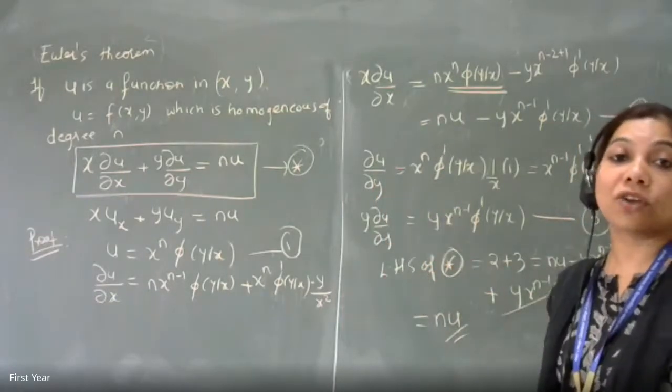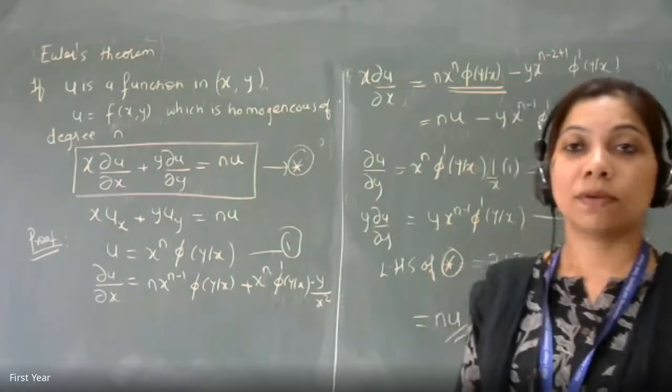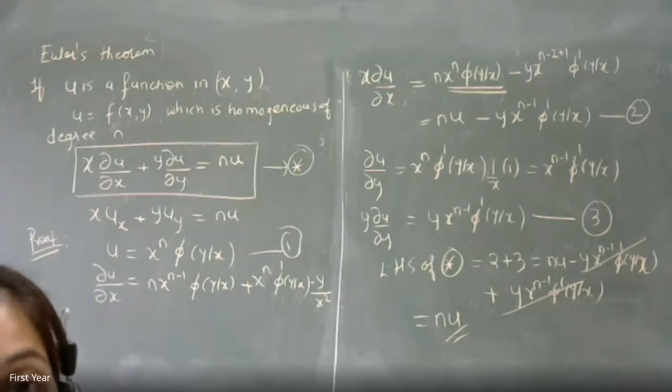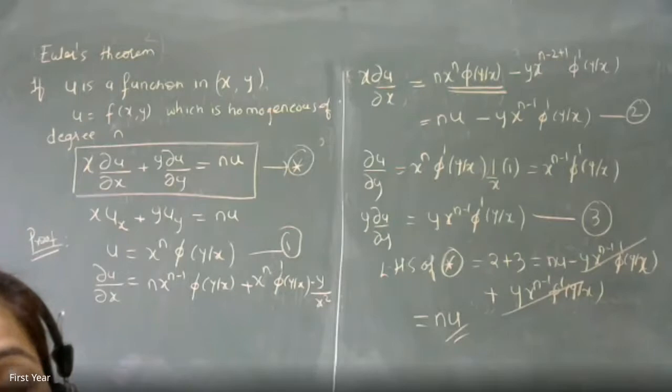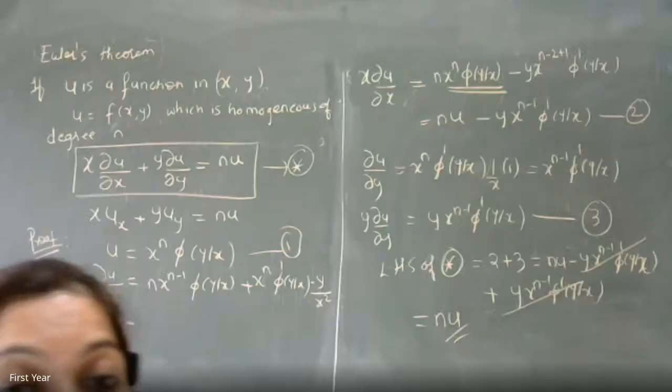Why is it called first order? Can you tell me? Why is it called first order? Because of the derivative degree. Yes, the derivatives are of first order, and that's why it is called first order Euler's theorem. Is it okay? Yes. So that's the first order.